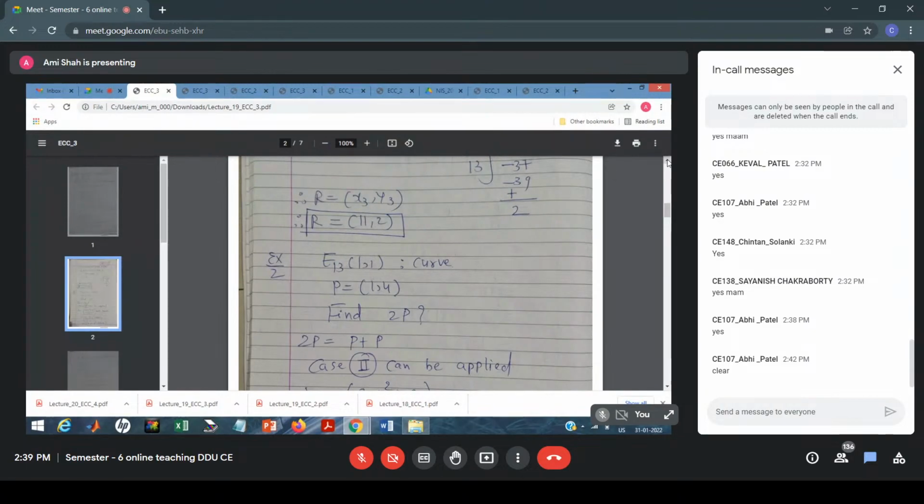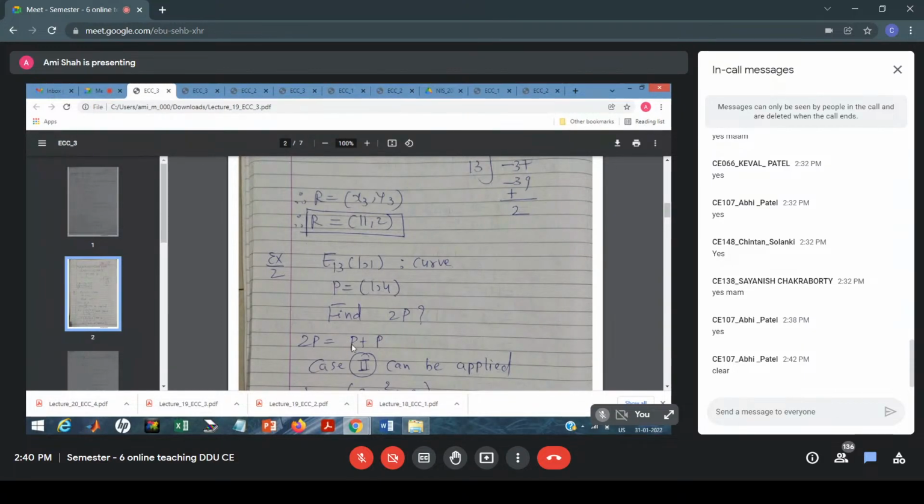Now, see the second scenario, everyone. So now this E13, and then there is a value of A and there is a value of B. Okay, so the curve is given to you. This elliptic curve is given to you, everyone. Now, the point is P equals (1, 4). The question is find 2P. So basically, 2P means what? P plus P. 2P means P plus P.